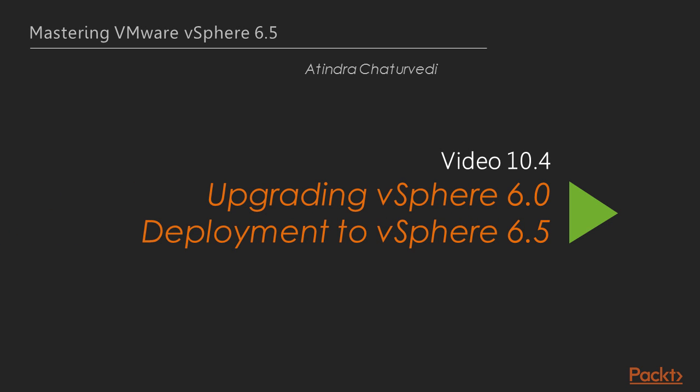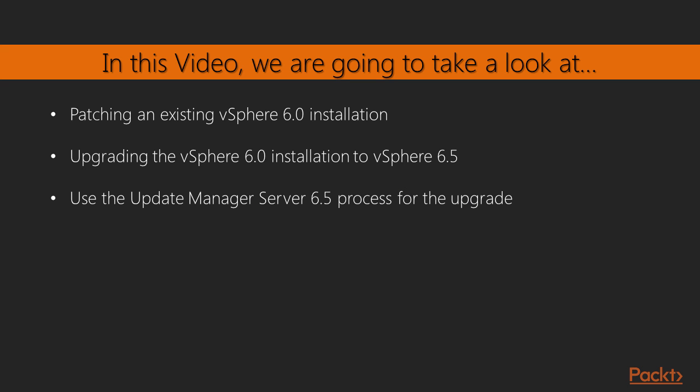Hello, I'm Atendra Chaturvedi. In this video, we will go through the detailed process of upgrading a vSphere 6.0 deployment to the latest version of vSphere, which is vSphere 6.5. The process we will use would be to use the Update Manager server version 6.5 that we deployed in an earlier video. So we will patch an existing vSphere 6.0 installation.